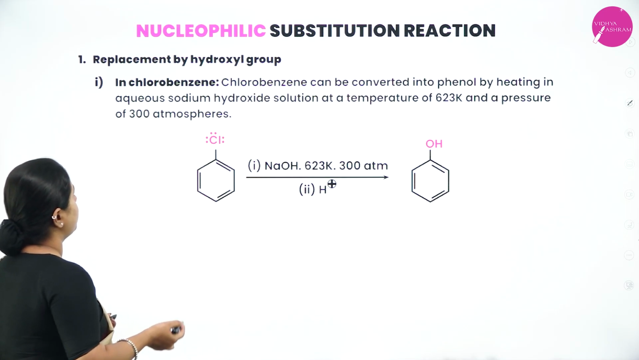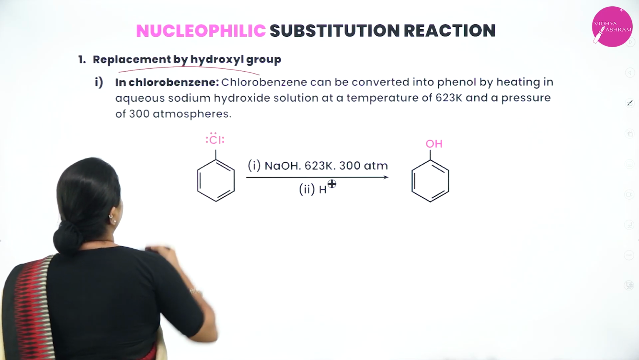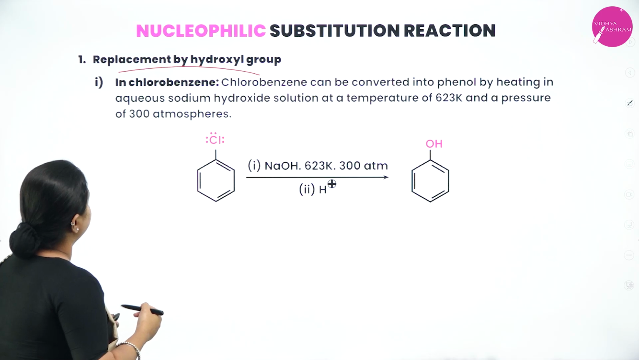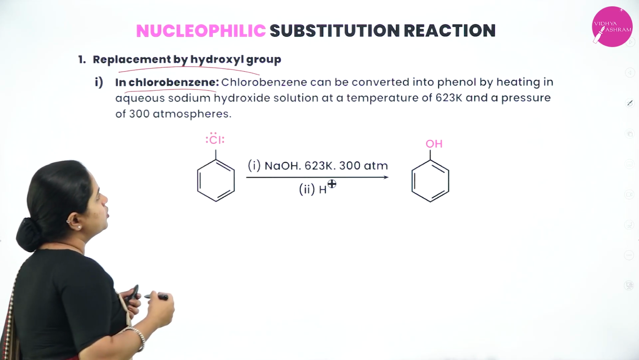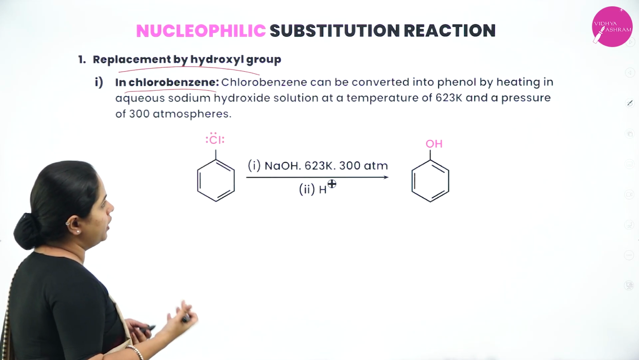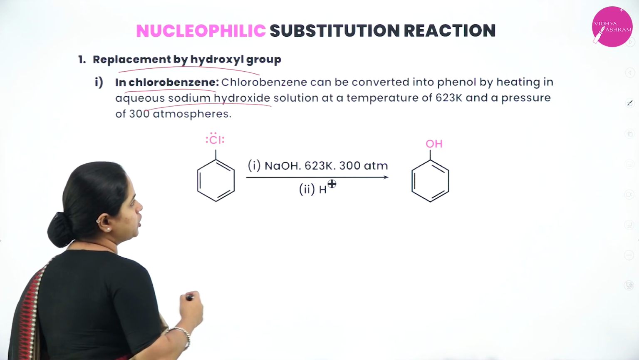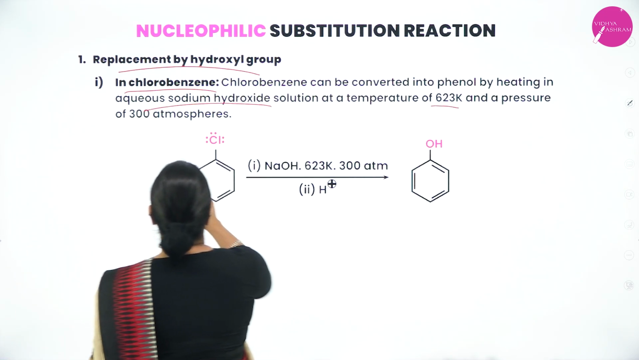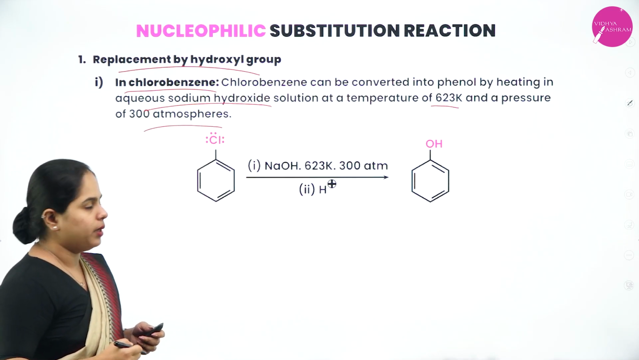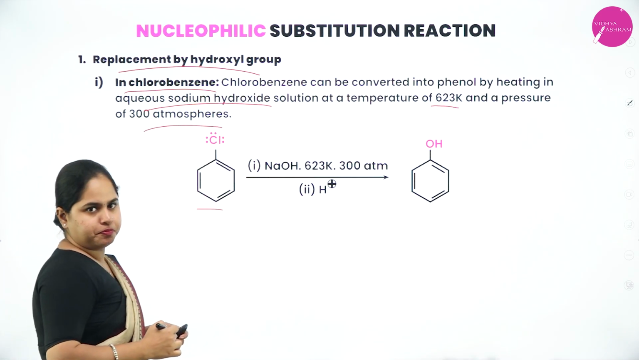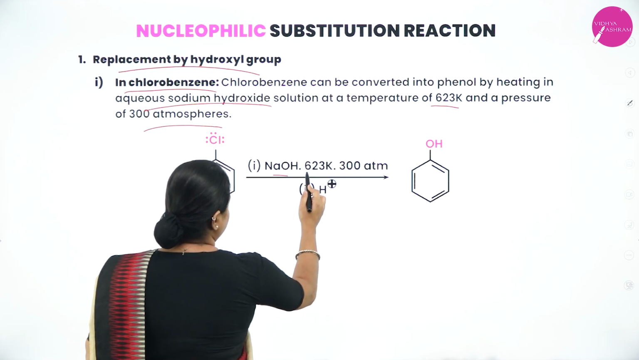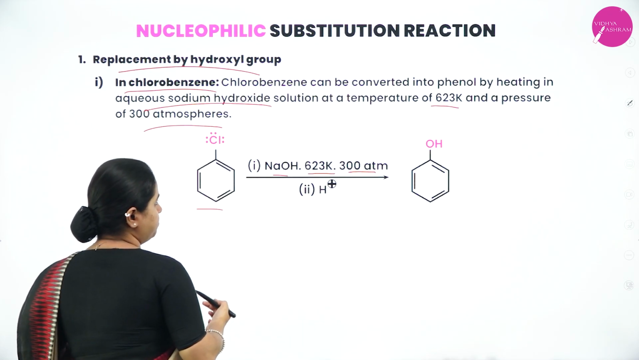So the first reaction we are going to study is the replacement by hydroxyl group. Under that, first one is chlorobenzene. Chlorobenzene can be converted into phenol by heating in aqueous sodium hydroxide solution at a temperature of 623 Kelvin and a pressure of 300 atm. So this is your chlorobenzene in the presence of sodium hydroxide. This temperature and pressure is important. What happens?